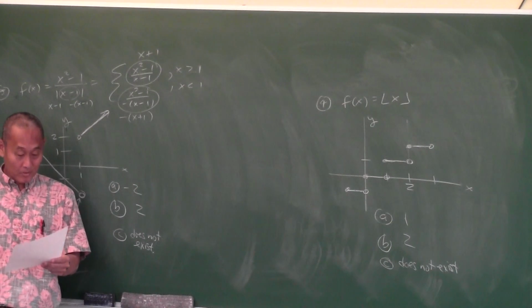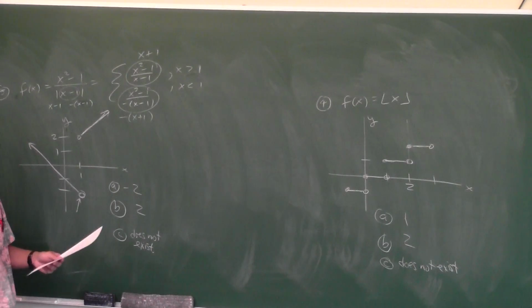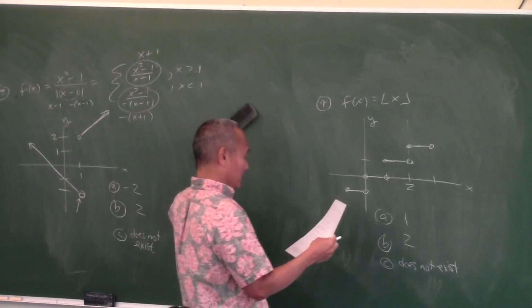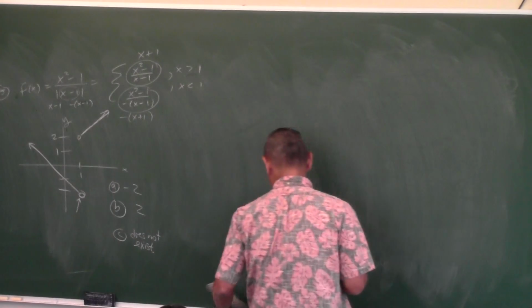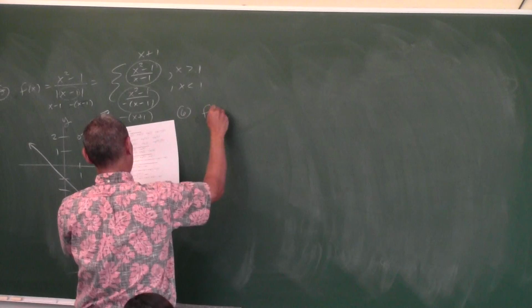So the hardest problem on the whole sheet is not even up there, number 6. Look, it's fine. No, it's not really the hardest problem. I just said that. Number 6.